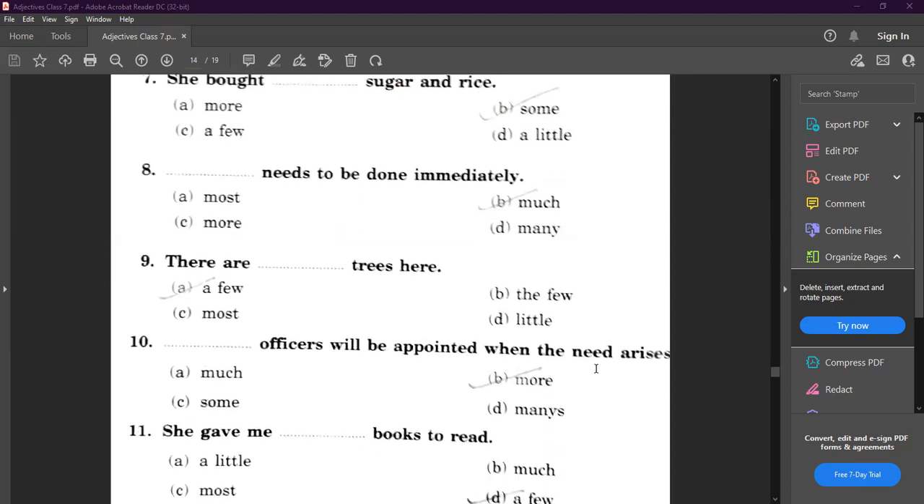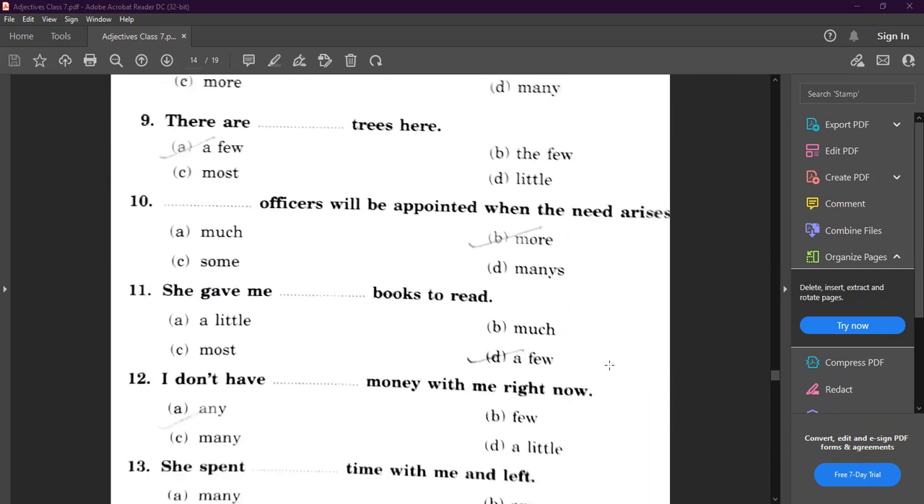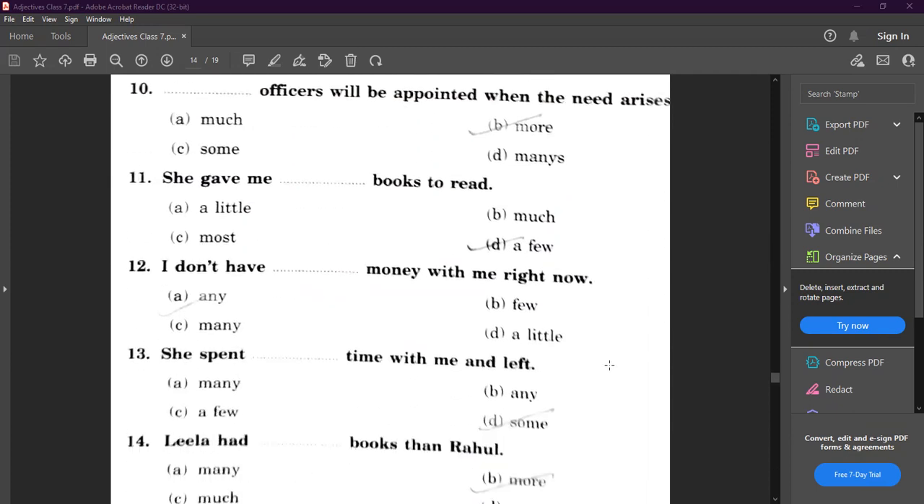A few. More officers will be appointed when the need arises. She gave me a few books to read. I don't have any money with me right now. She spent some time with me and left. Leela had more books than Rahul.